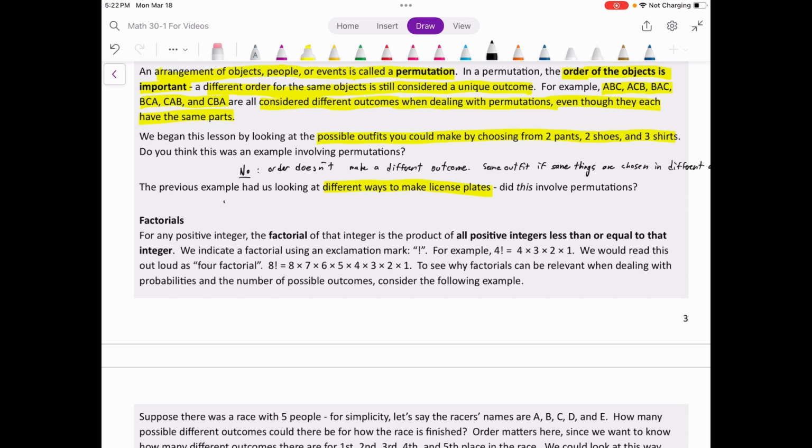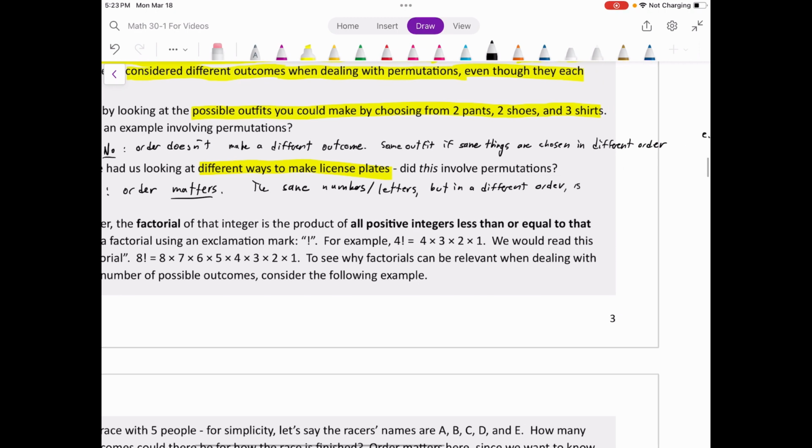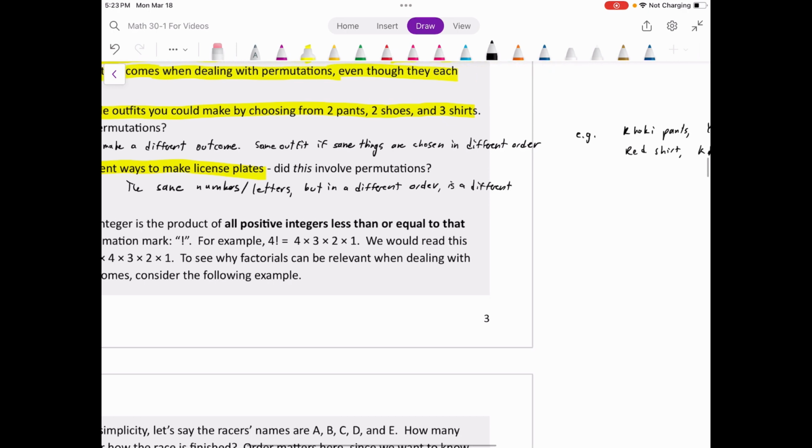Yes, you have, right? Order matters, right? The same numbers and letters, but in a different order, is a different license plate. Sorry, that was a bit wordier than I intended.